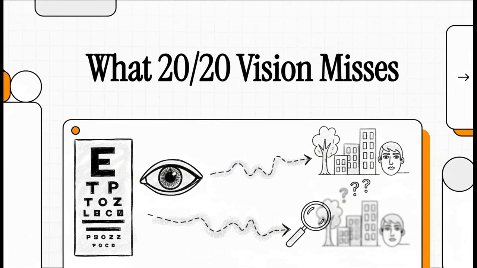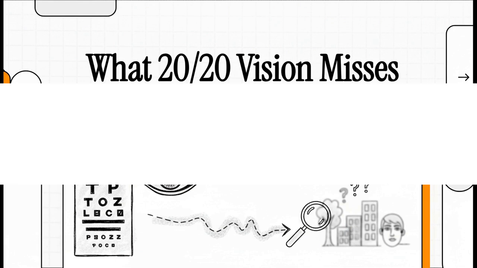You know that classic eye chart, right? The one with the giant E on top? We all think that if you can read that bottom line, your vision is perfect. But what if I told you that even with 20/20 vision, you might be missing a massive part of the picture? Today, we're going to dive into what that standard test leaves out and what really makes for good vision.